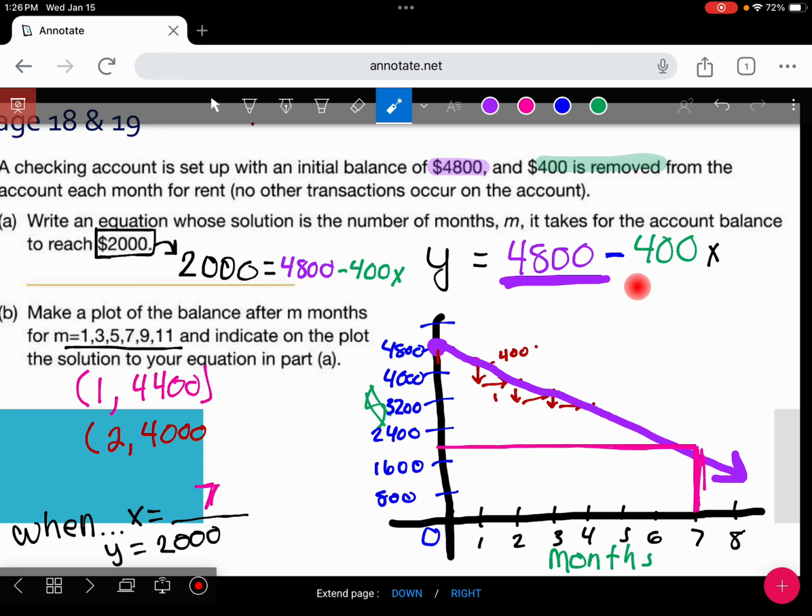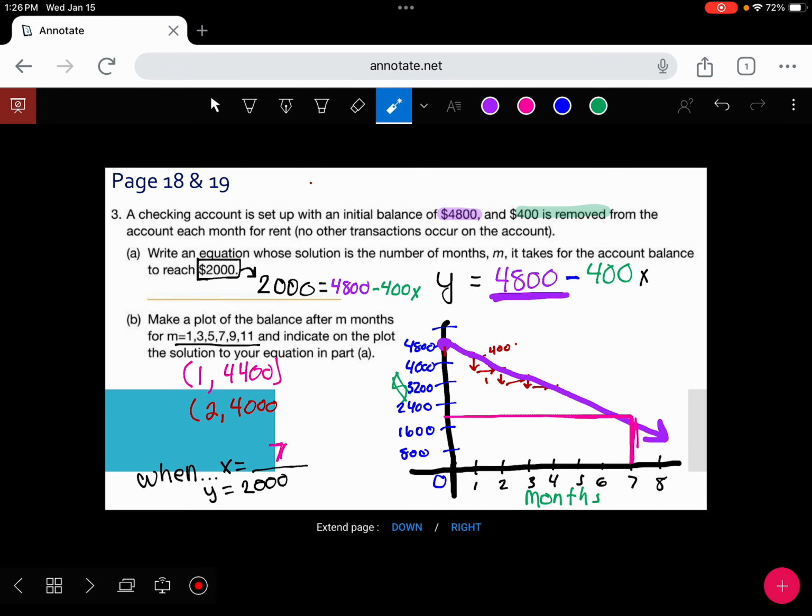You can also do that up here by solving. If we wanted to know when it was 0, we would put 0 right here and solve it that way. Okay? So we're going to keep working with things in context and analyzing those kinds of situations over the next few days.